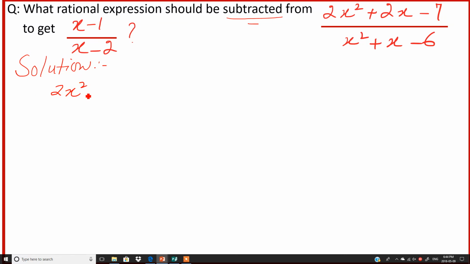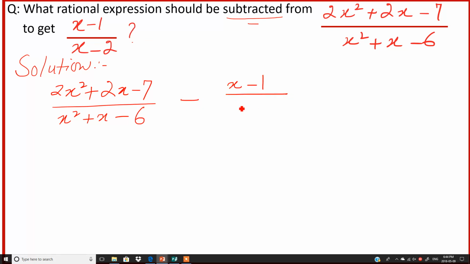Our expression is 2x square plus x minus 7 divided by x square plus x minus 6, minus, you have to subtract this, x minus 1 divided by x minus 2. So simple. First of all, we will see, can we take anything common? No. Can we make the factorization? Okay, yes, we can do the factorization.